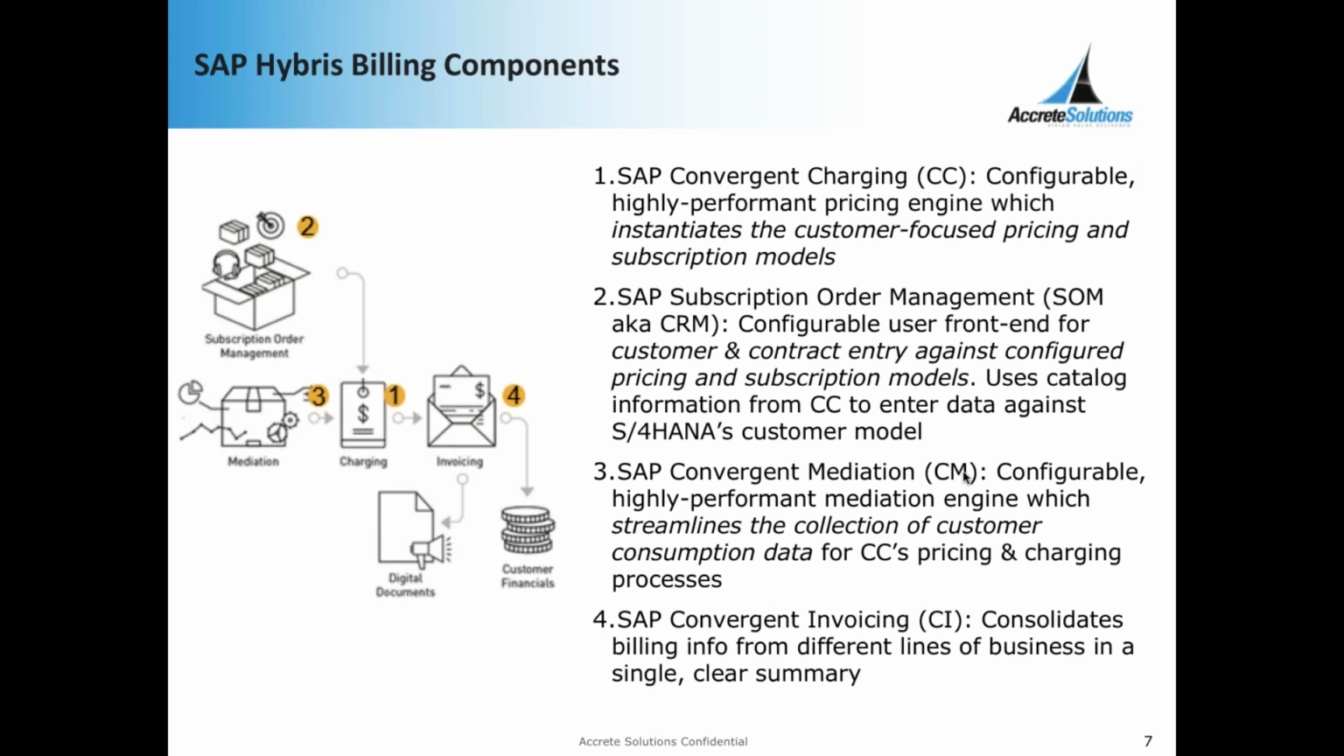So if you think about it, if each and every deal is different, first you need the convergent charging to be very flexible and configurable to handle what the contract states. You also need a very flexible front end to be able to capture the information that you have for each and every deal. There's an out-of-the-box integration between subscription order management and convergent charging, so that those customers and contracts get pushed over, so that when transactions come in from convergent mediation, which does the gathering of those transactions.